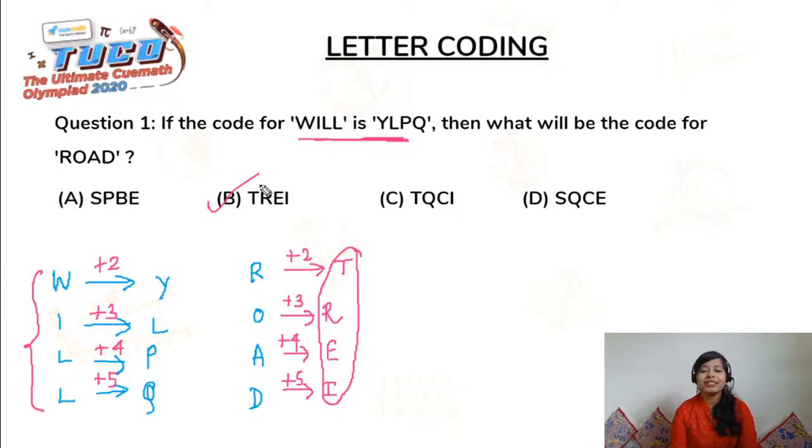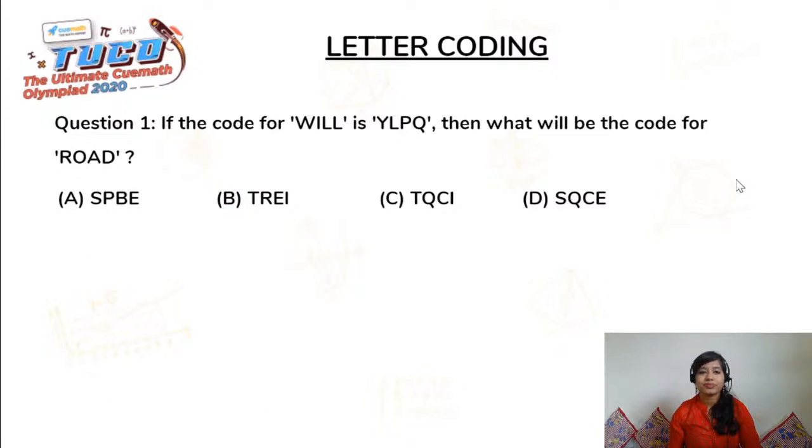I hope everybody understood this. So coding and decoding is again somehow related to patterns. You first try to map the letters and then you try to figure out what's the pattern that's being followed. Again, observation, analyze, and then understand. I hope this was clear enough. Let's go ahead with our next question.